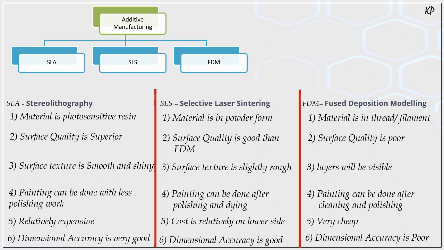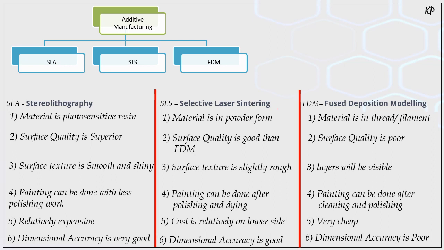Then in SLA you can do the painting with very little polishing work, but in SLS you have to do the polishing, dyeing, and after that you can do the painting. But in FDM the process is much longer because you first have to remove the visible layers, polish it very carefully, and then paint it, so that will take some time.